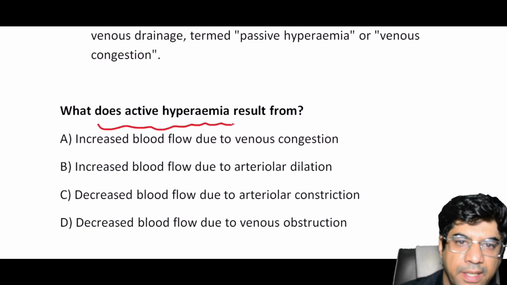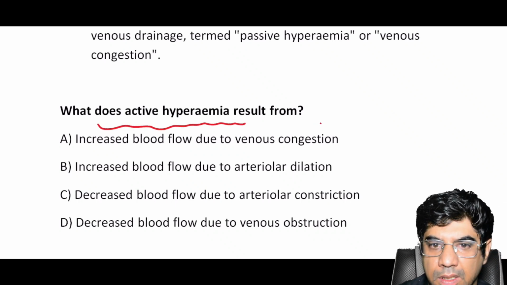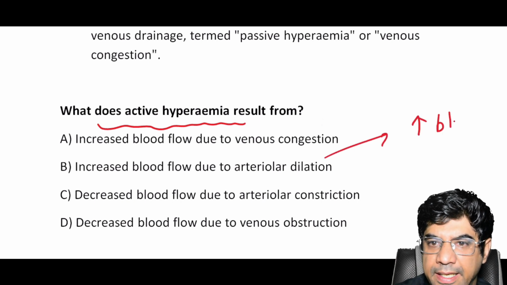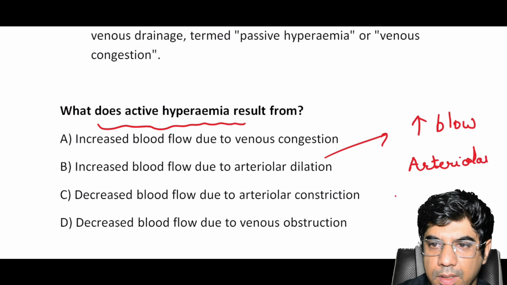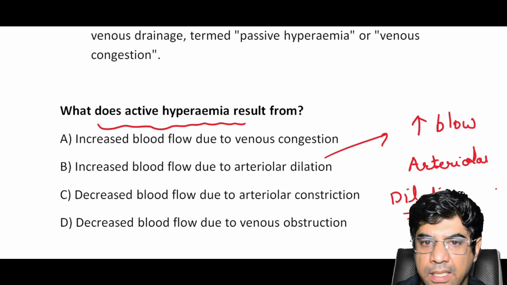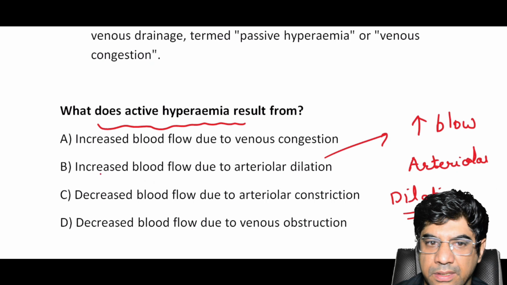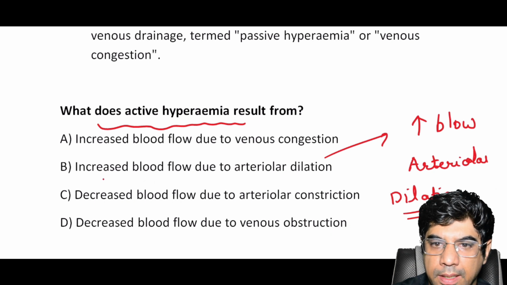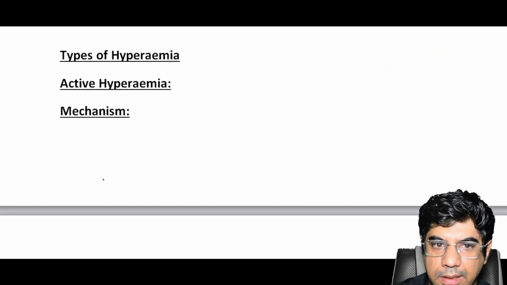Now, the question is, what does active hyperemia mean? Active hyperemia results from increased blood flow due to arteriolar dilation that results from local factors like exercise or inflammation. So the answer is increased blood flow due to arteriolar dilation.